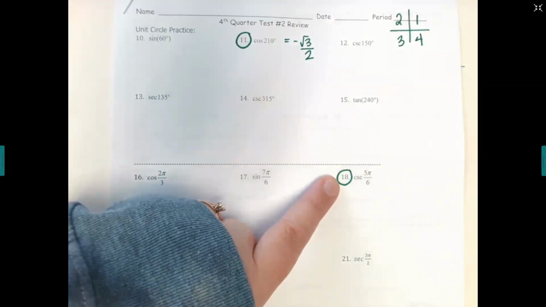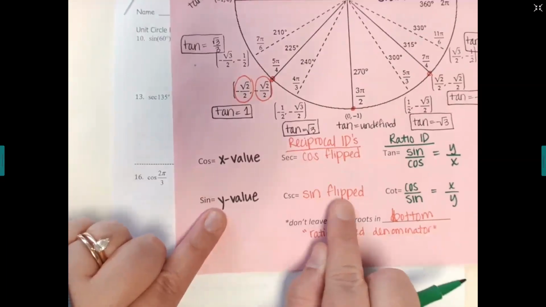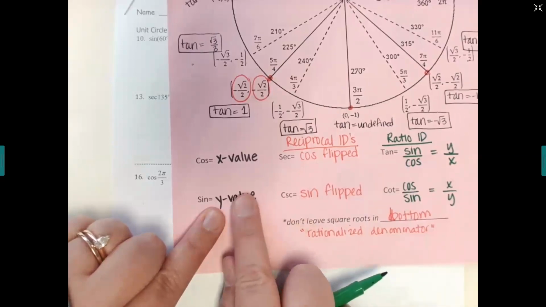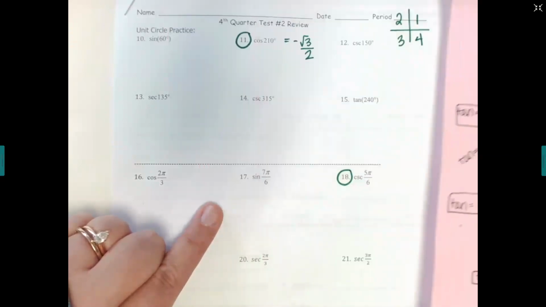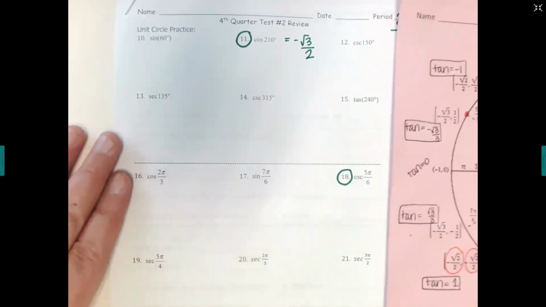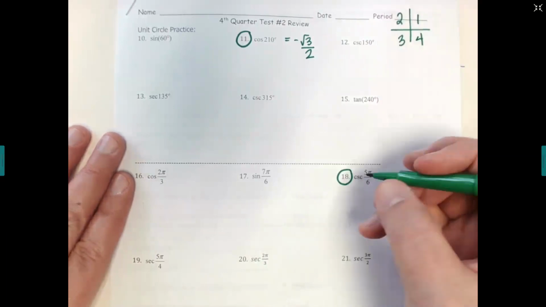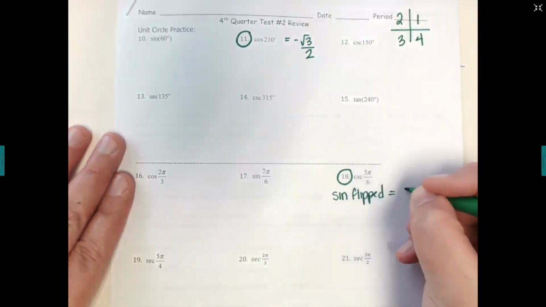Go down to number 18. I want CSC at the bottom of your circle. You should have CSC is sine flipped and secant is cosine flipped. So if I'm doing CSC, I'm going to find the Y value and then I'm going to flip it at 5 pi 6. Find 5 pi 6 on your circle. What quadrant is it in? Quadrant 2, 5 pi 6 is here. My Y value is a half. What would that be if I flip it? Very good. So I'm going to put sine flipped equals 2/1. Because the original value was a half, so when I flip it, I get 2/1. What does that equal to? 2. Regular 2. Very good.